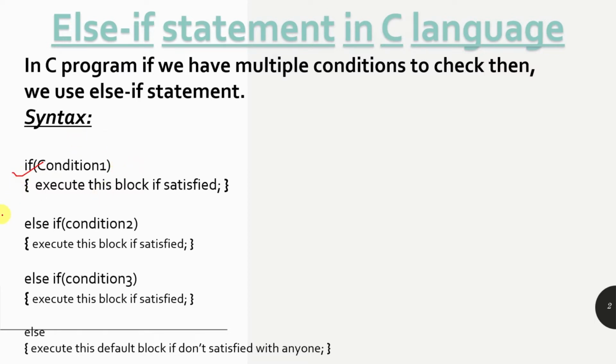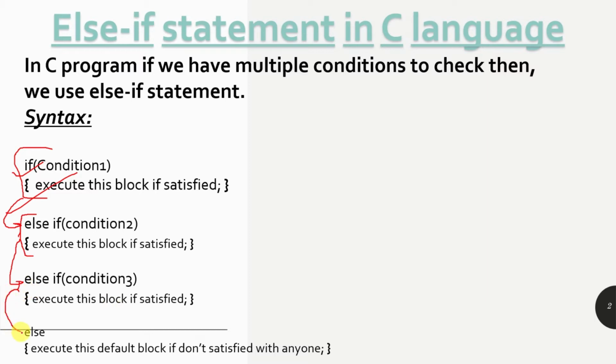If condition 1 is satisfied, then it executes this block of code, and if not, it skips this whole condition and this code and then goes to this condition. And if this condition is satisfied, it executes this block of code, and if it is not satisfied, then it skips this once more and goes to this one. Okay, and if this condition is satisfied, then it executes this block.